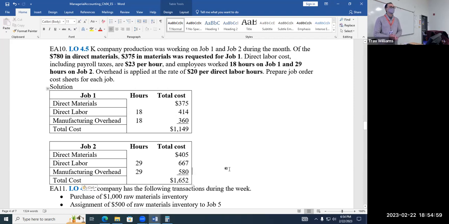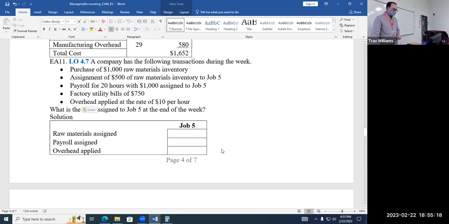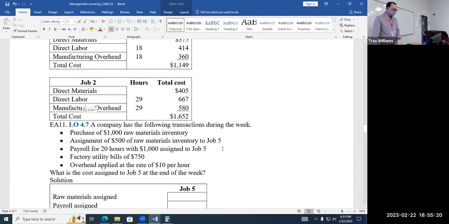Okay, so now we see the cost breakdown for both jobs. Does that make sense? Okay. All right, well, let's move on to number 11 then.